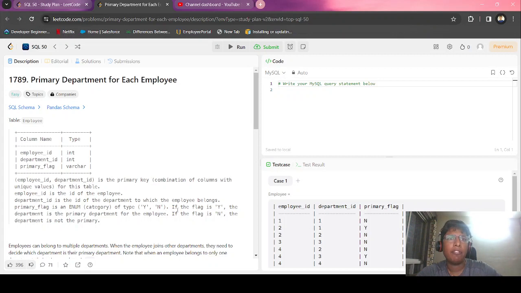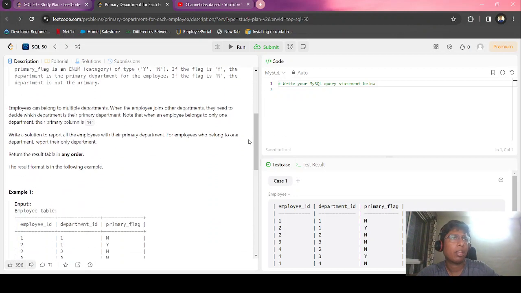Yes or no? If the flag is Y, the department is the primary department of the employee. If the flag is N, the department is not the primary department of the employee. So basically, they're playing around primary department or non-primary department. Primary means the main department, I believe. Employees can belong to multiple departments. When the employee joins other departments, they need to decide which department is their primary department. Suppose I'm working in three departments, I have to decide which one would be my primary department. So I think that will have the flag as Y, other two will have flag as N.